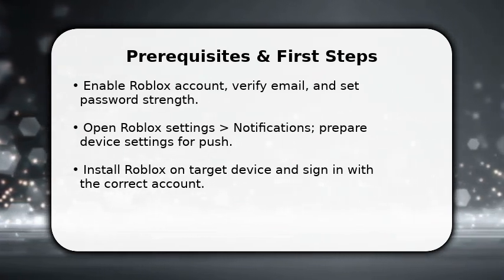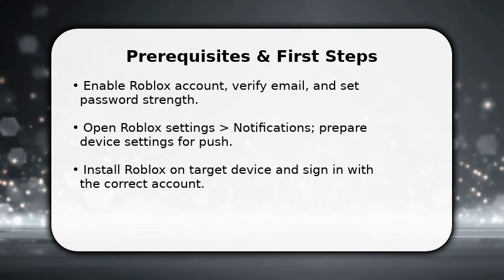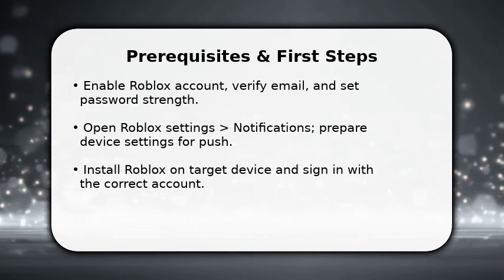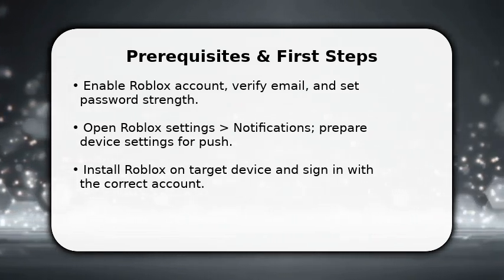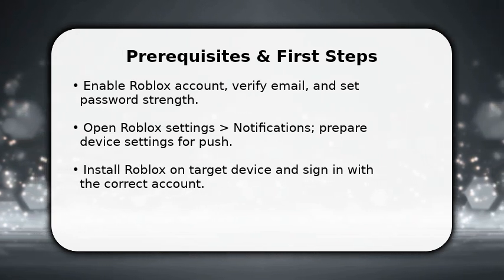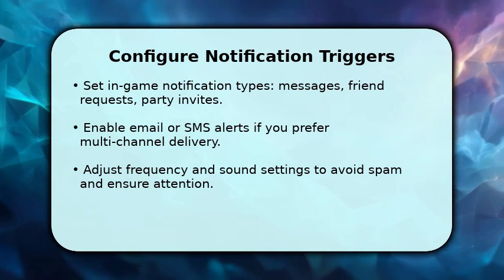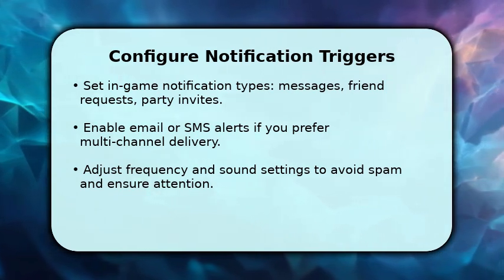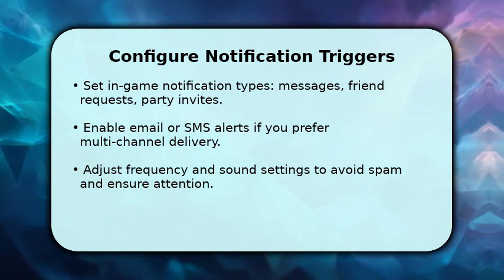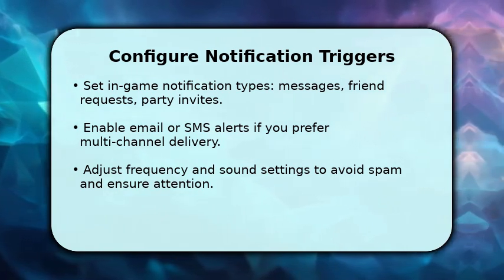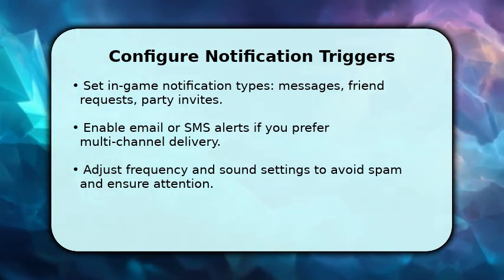I'll walk you through toggling in-app options and device permissions, step by step, so notifications actually arrive and aren't blocked by system settings. Next, you configure which events generate notifications and why each matters. In Settings, Notifications, pick Messages, Friend Requests, Group Updates, and Party Invites. Choose only what you need to reduce noise.